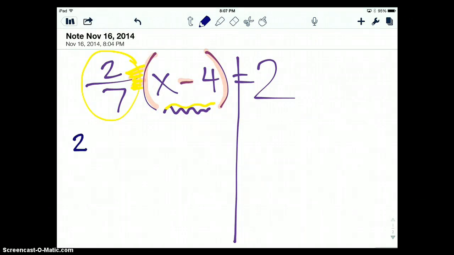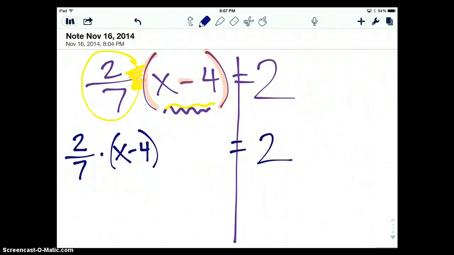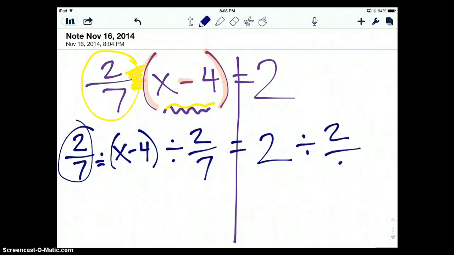So we're going to take this quantity, 2/7 times the quantity x minus 4. And we're going to take this 2. And on both sides of the equation, we're going to divide by the number we want to go away from that quantity of x minus 4. We want this to go away. So we're going to do the inverse of multiplication, which is division, and then divide by that number that we want to vanish. So as you can see, we did it to both sides of the equation to keep it equal. And now it's a matter of simplifying.